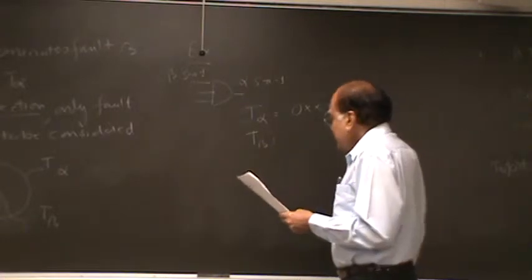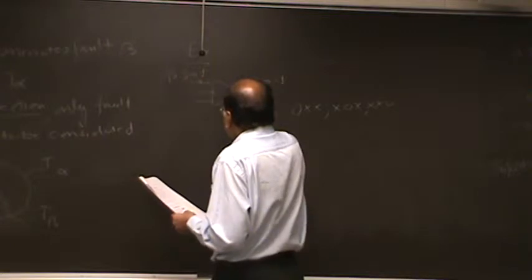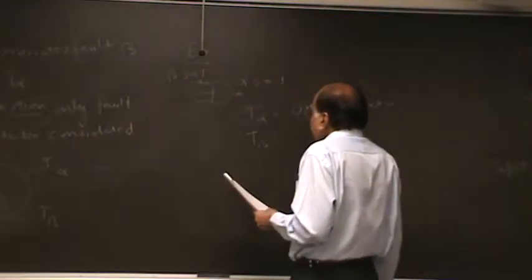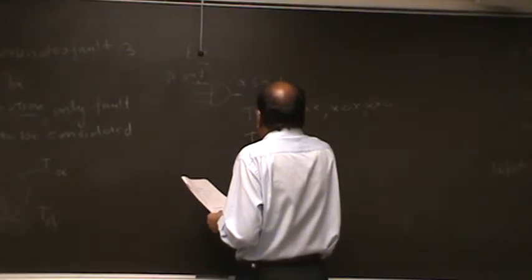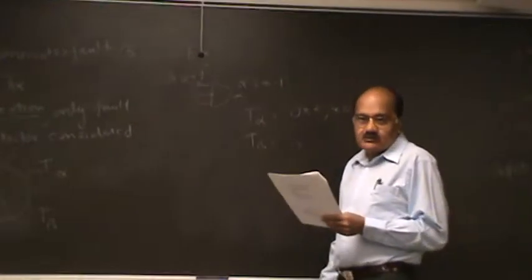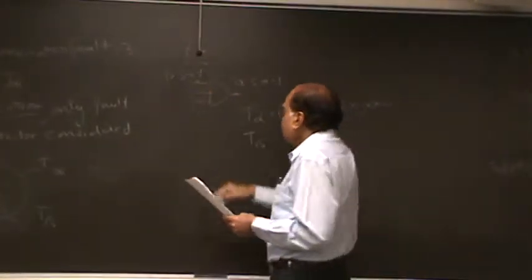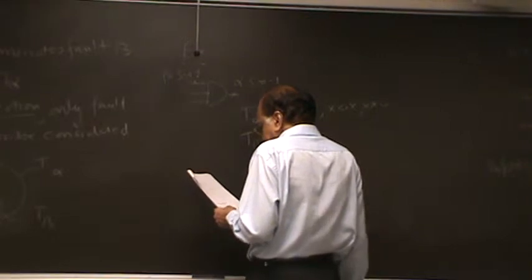And the test for beta, this is for beta. Line is stuck at 1, so you need to apply a 0 there. And in order to sensitize the output related to this fault, you need to make other two inputs 1. So this is the test.